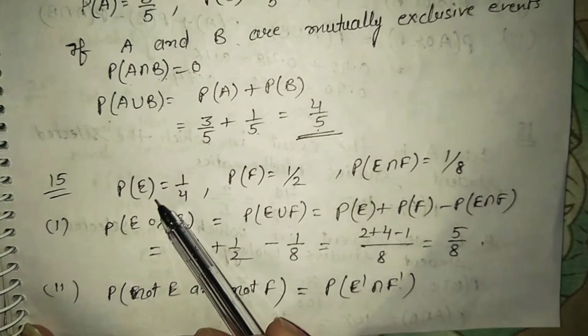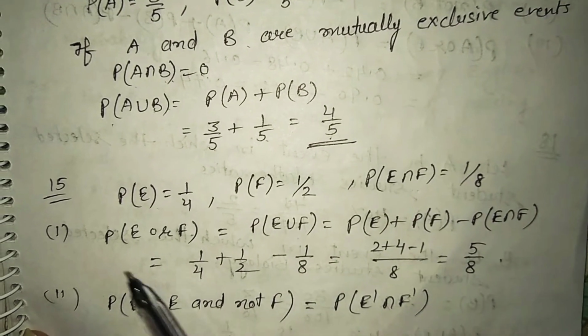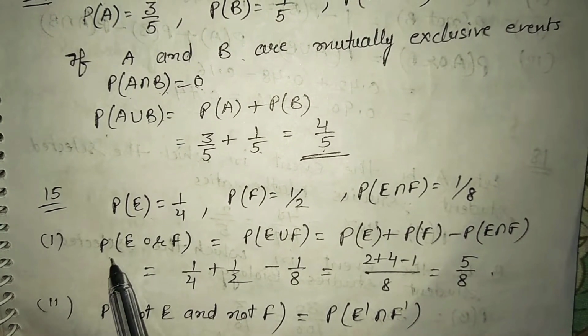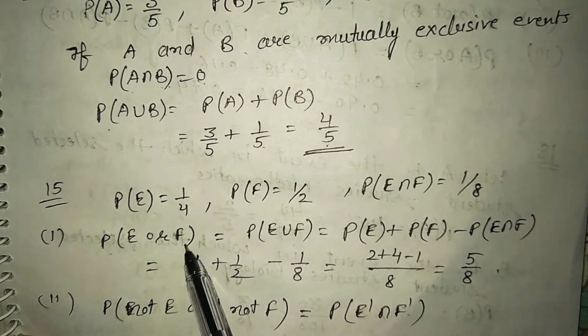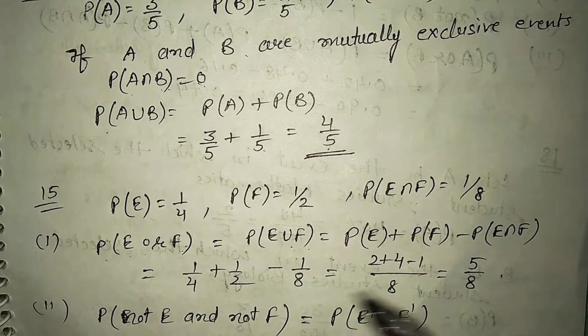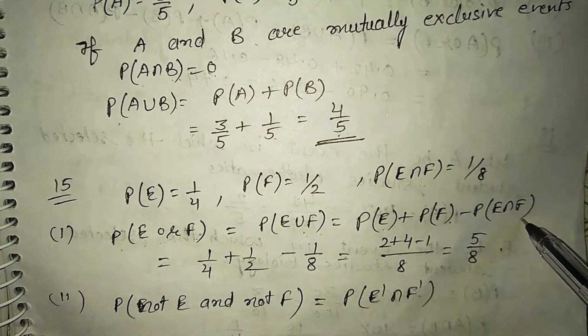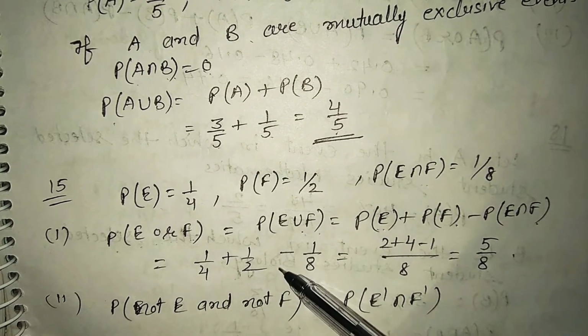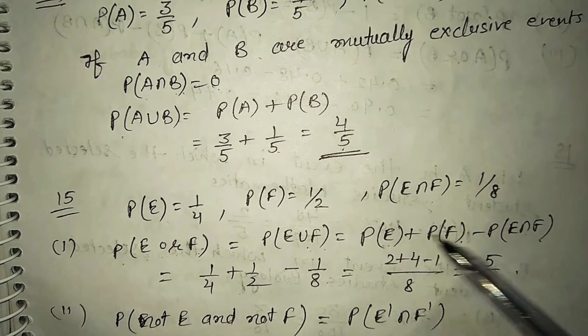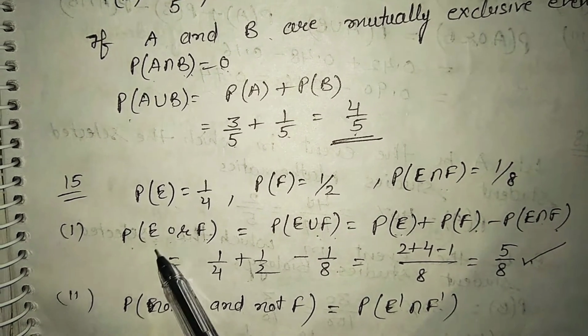Now come to the next question, 15. In this question, PE is given, PF is given, PE intersection F is given. In the first part, we want to find out PE or F. E or F means E union F. So, we know the formula of PE union F is PE plus PF minus PE intersection F. PE is given, PF is given, PE intersection F is given. After solving, we will get PE union F or P of E or F.